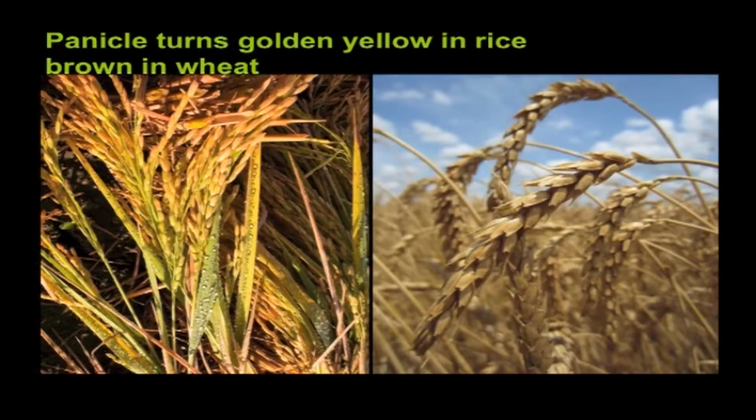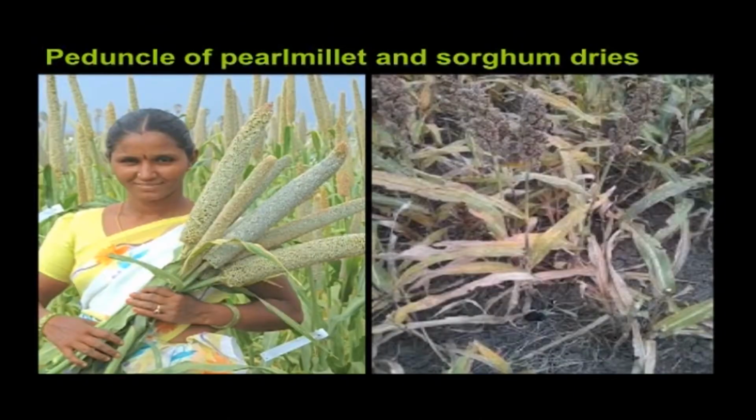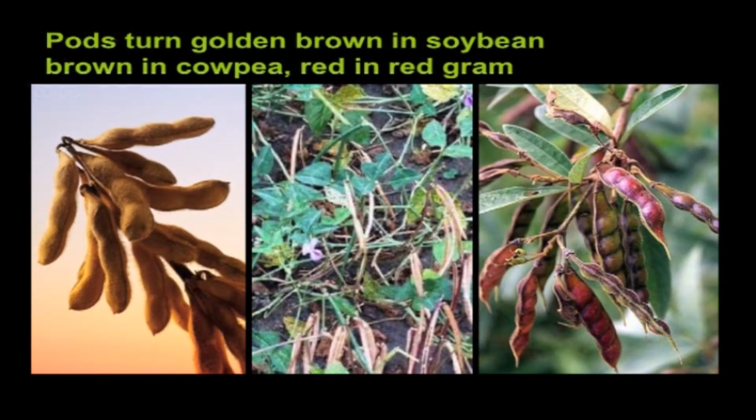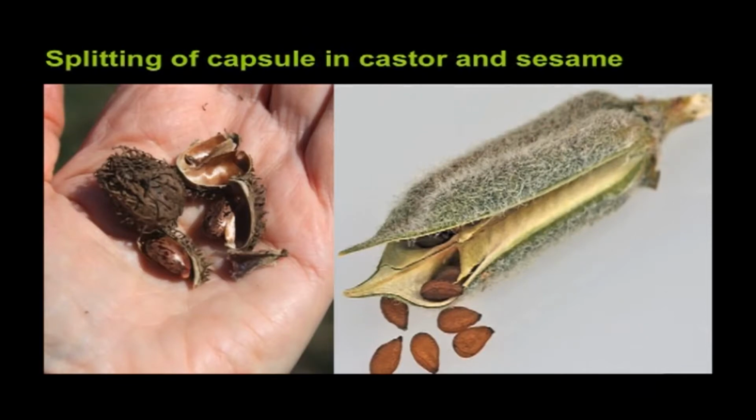Harvestable maturity is indicated when 70% of the panicle turns golden yellow in rice, brown in wheat. In case of pearl millet and sorghum, the peduncle or panicle stalk dries. In case of legumes, for example, green gram, the pod turns brown, black in black gram, golden brown in soya bean, brown in case of cowpea, and pods turn red in case of red gram, while in castor the capsule splits. Similarly in sesame also. At this stage, the crop is harvested with little loss in seed vigor.